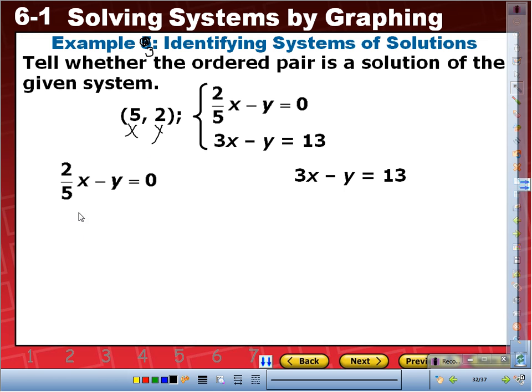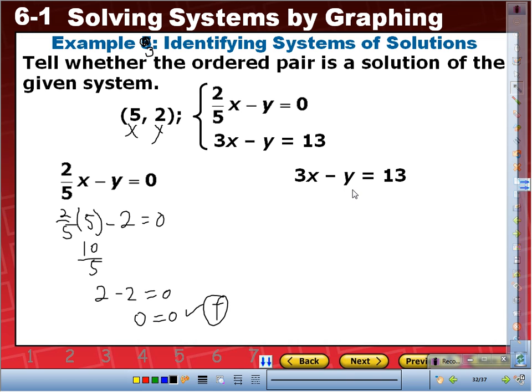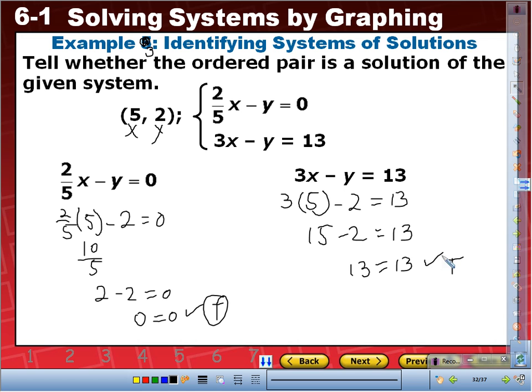So this one is 5, and I bring down the 2/5 minus, what is y? 2. Let's see, what is 5 times 2? 10 over 5. What is 10 over 5? 2. I bring down the negative 2. Is that equal to 0? Yes. So it's true for this one. Let's check this one. X is 5. Bring down the 3 minus, what is y? 2. 3 times 5 is 15 minus 2 is 13, equal to 13. True. So since it's true also for this one, we write our statement.